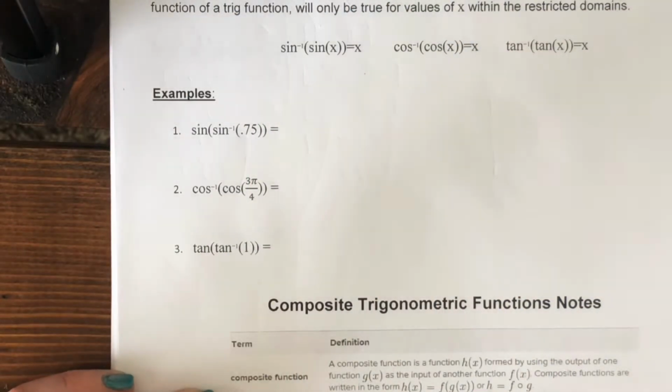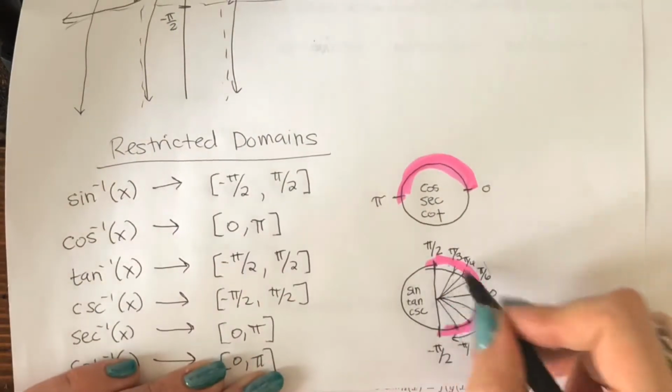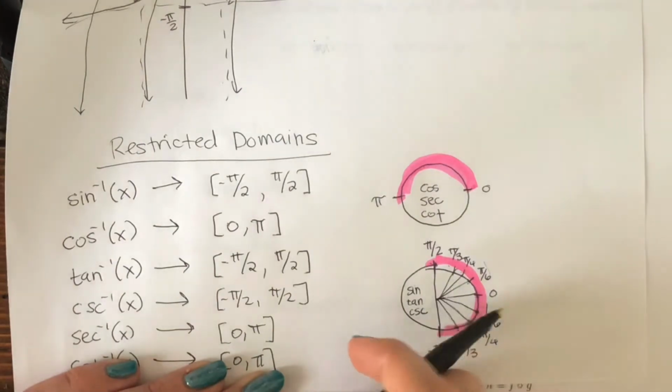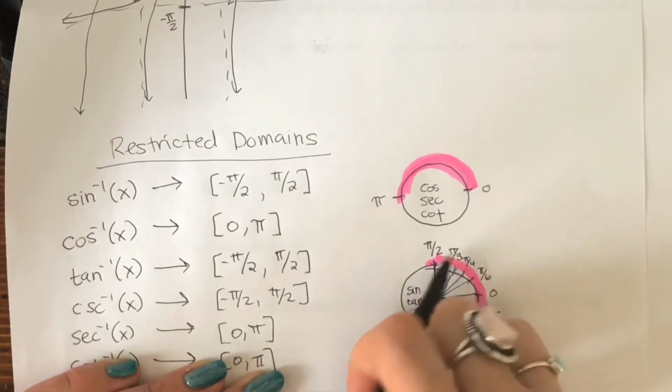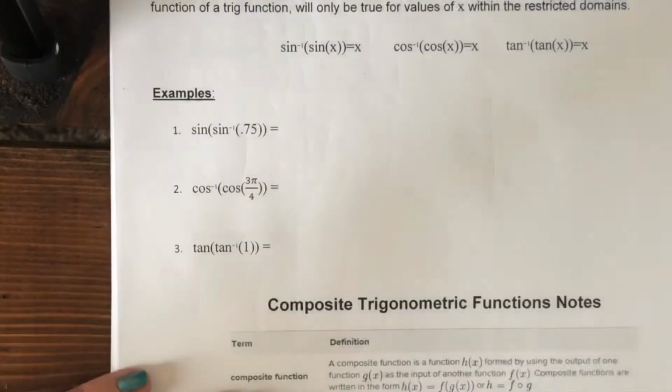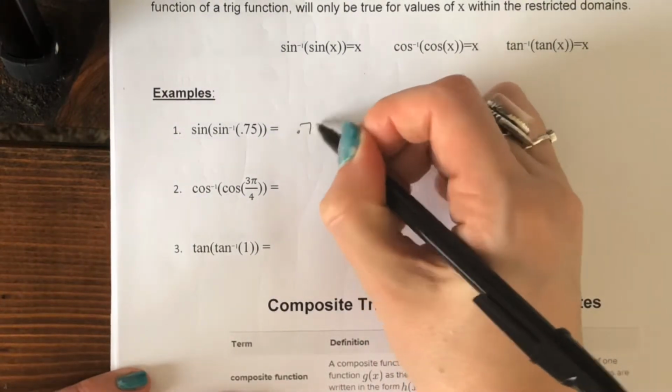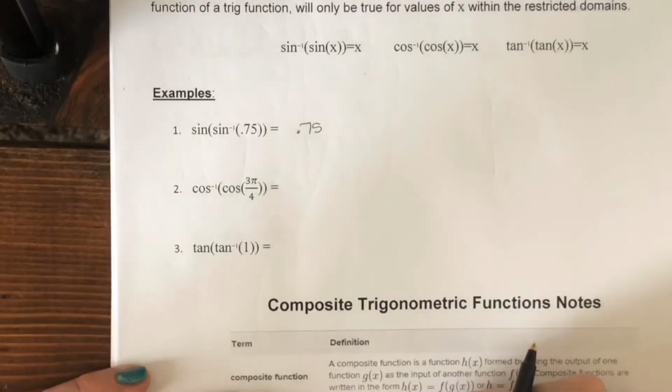So for sine, and remember sine goes from bottom to top, 0.75 as a decimal is going to be somewhere in this section, so we're good. So this one actually is good. Our answer will just be 0.75, so we don't need to worry about that.